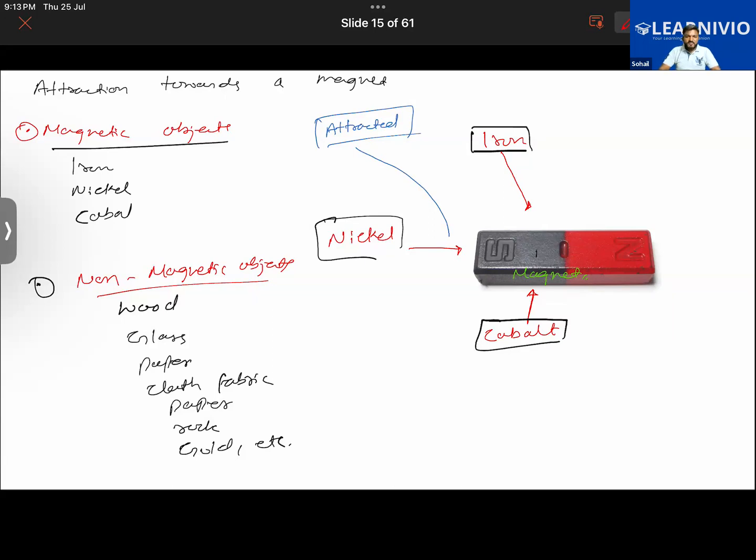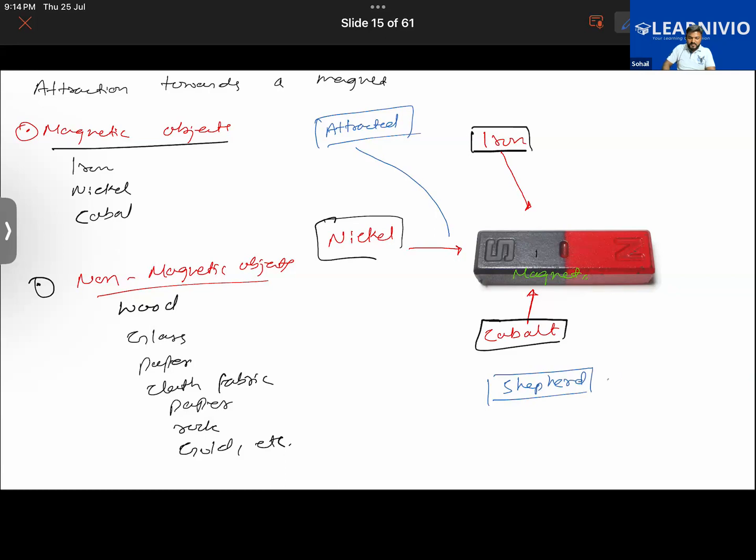Have you guys heard of the story of the discovery of the magnet? No, sir. Let me take you 4,000 years ago. Almost 4,000 years ago, in Greece, there was a person. Basically, he was a shepherd. You know who a shepherd is?